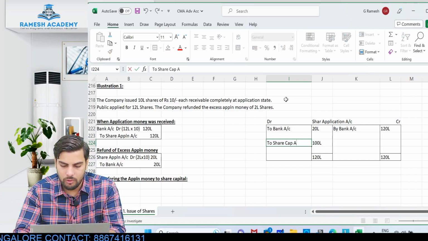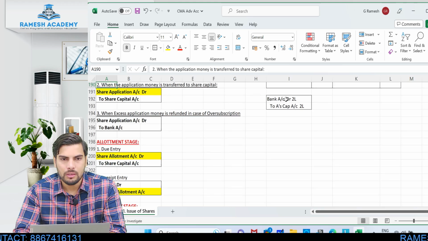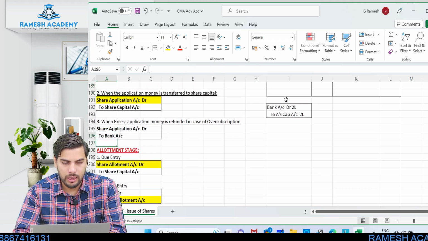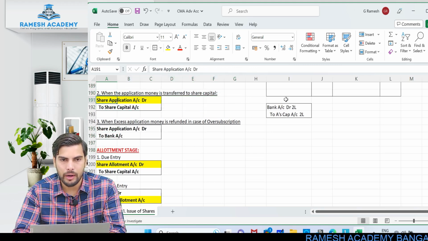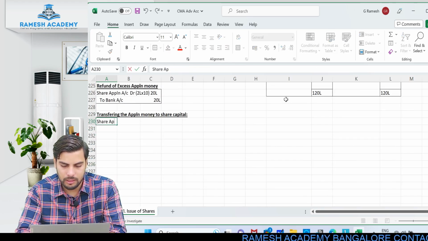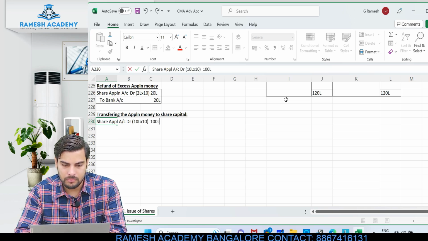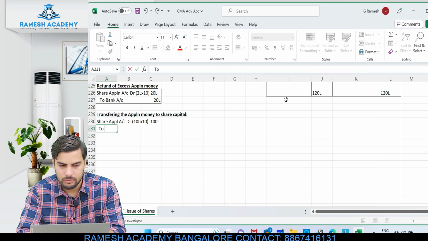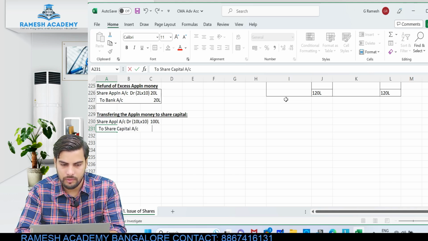If you already remember the journal entry, what will be the entry? You can go back and check. Look at this: share application account debit to share capital. You remember this? When the application money is transferred to share capital, share application account debit to share capital. Same entry I'll be passing over here. So share application account debit to the extent of 10 lakh into 10, so this would be 100 lakh, to share capital account to the extent of 100 lakh.